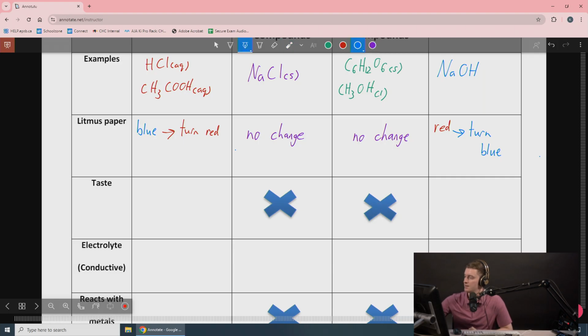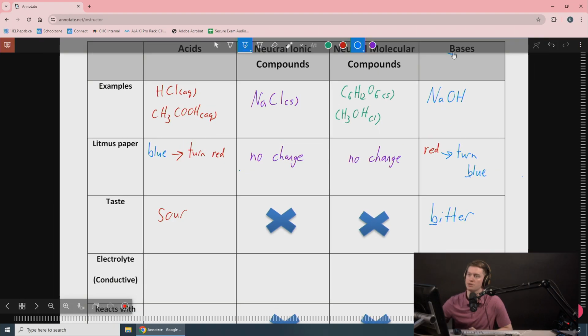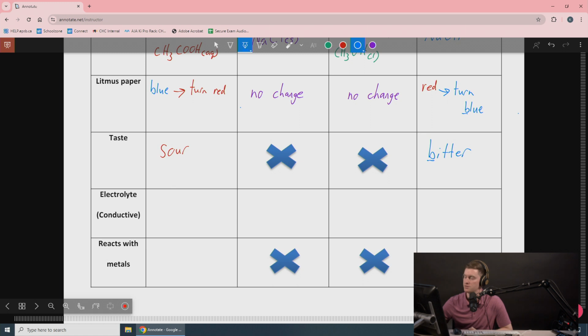For tastes, the acids will taste sour. Ionic compounds don't have a particular taste. You might think, oh, they're going to taste salty because sodium chloride is salty. That's not true for all ionic compounds. And then molecular compounds, this is going to taste sweet. This is quite toxic, so they don't have a characteristic taste. Bases, however, will taste bitter, which also helpfully starts with a B. So if you remember that bases are blue and they taste bitter, all of those words start with a B, which is nice for remembering their properties.